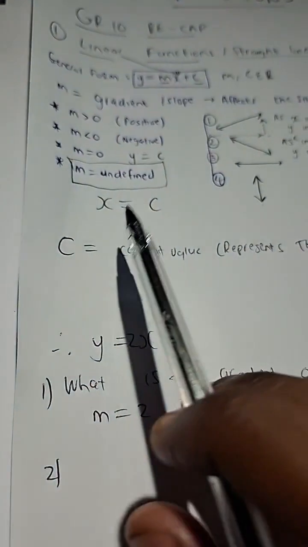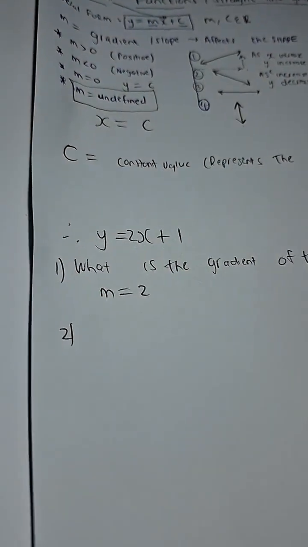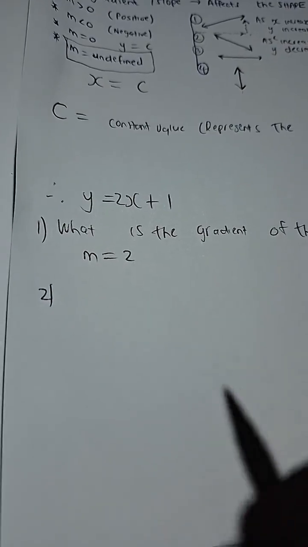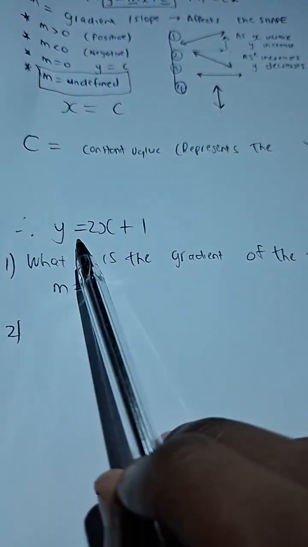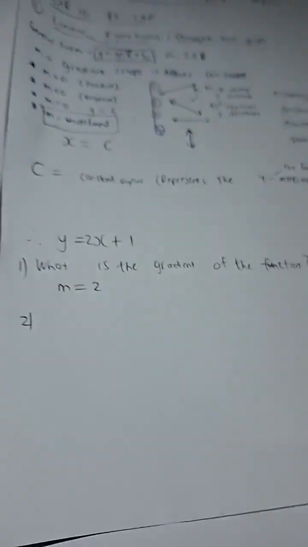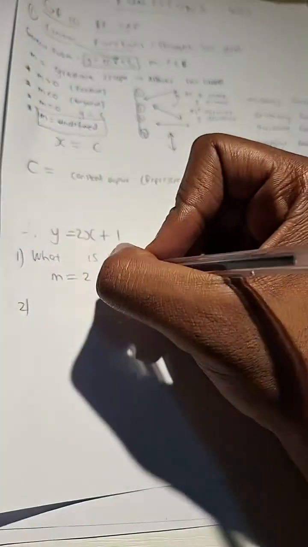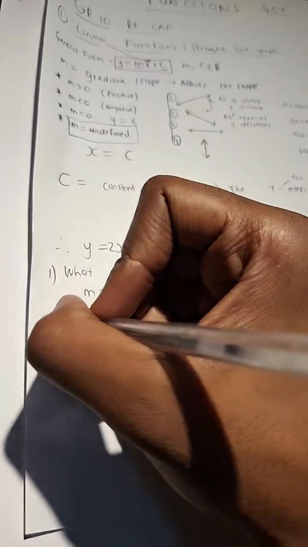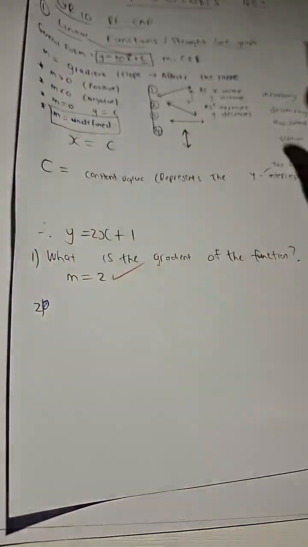Just for now, guys, I just want to check that you understand this m and c. We'll get into other examples. So I was asking, y is equal to 2x plus 1. What is the gradient? You guys said m is equal to 2. You guys are 100%. You are amazing. You are phenomenal. Okay, same question.